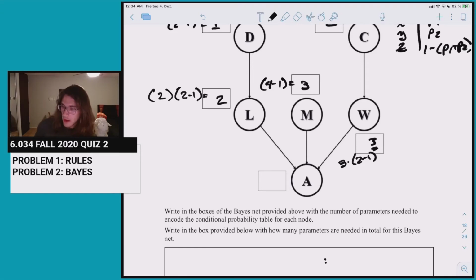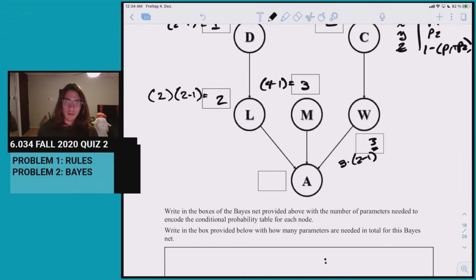So I just need to count the number of universes, or in other words, the number of possible combinations of values in the three parents of A. And by doing so, I'm applying the Bayes net assumption. I'm assuming A is independent of D and C because its three parents are given.